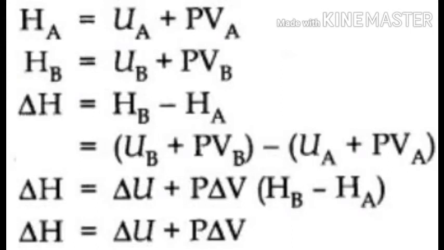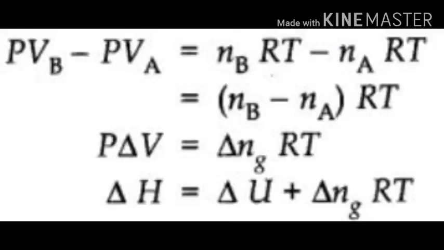So students, hope you have understood the video. This is the summarized condition of the relationship between delta H and delta U. Delta H equals QP at constant pressure, which is equal to the heat energy, and this part shows delta H equals delta U plus delta ng RT.